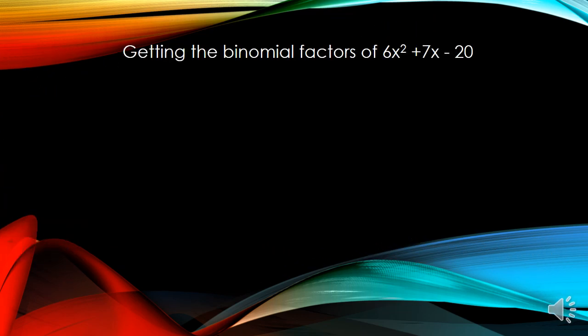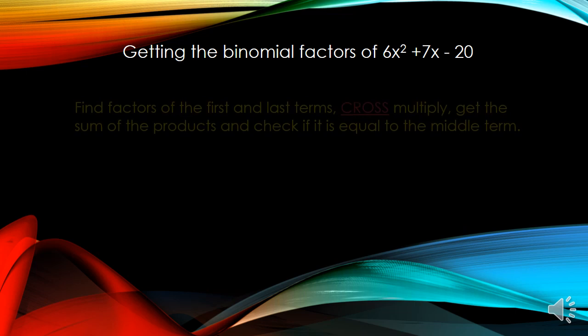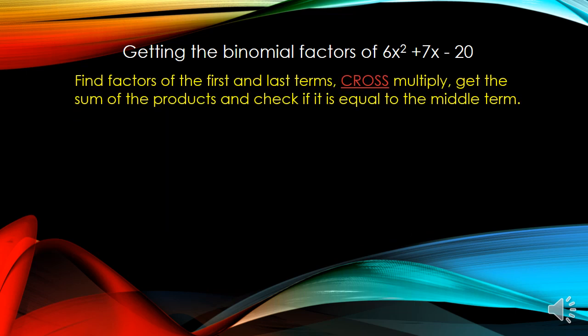Again, how did we get 2x plus 5 and 3x minus 4? Let us see. Getting the binomial factors of 6x squared plus 7x minus 20. Doing the steps we did in examples 1 and 2, find factors of the first and last terms, then cross multiply. So I would like to emphasize cross multiply. Get the sum of the products and check if the sum is equal to the middle term. Okay, let us try to identify the first term. The first term there is 6x squared. How about the last term? Yes, the last term is negative 20.